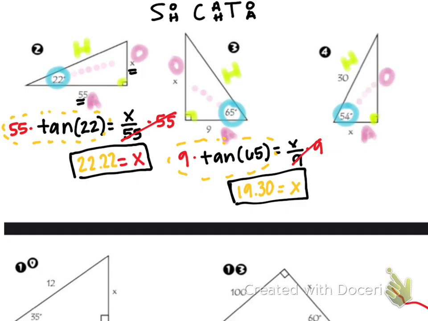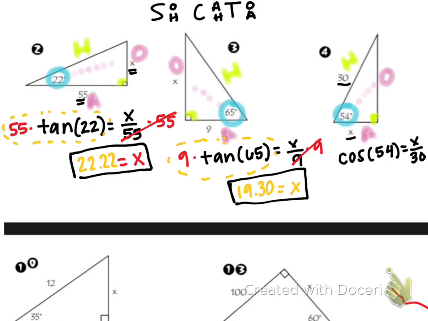A is this one. So to figure out which one we're going to use, look at which one has information on it. So this one has 30, so H. This one has X, which is A. So H and A is cosine. So cosine of 54 equals, and then A goes at the top. So X divided by H, which is 30.